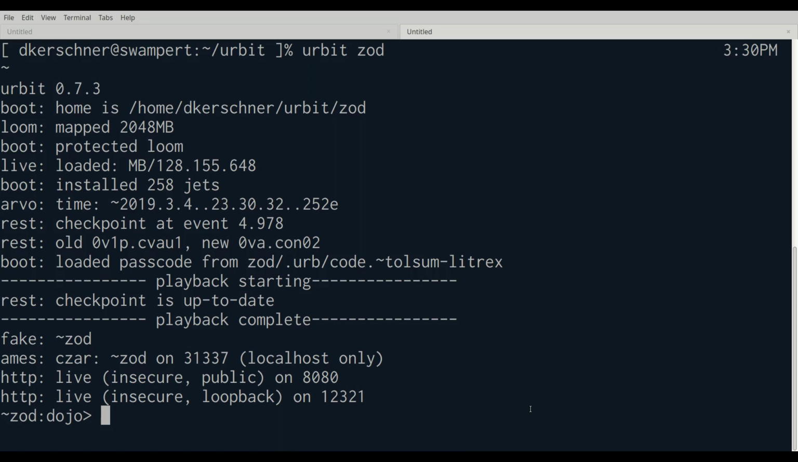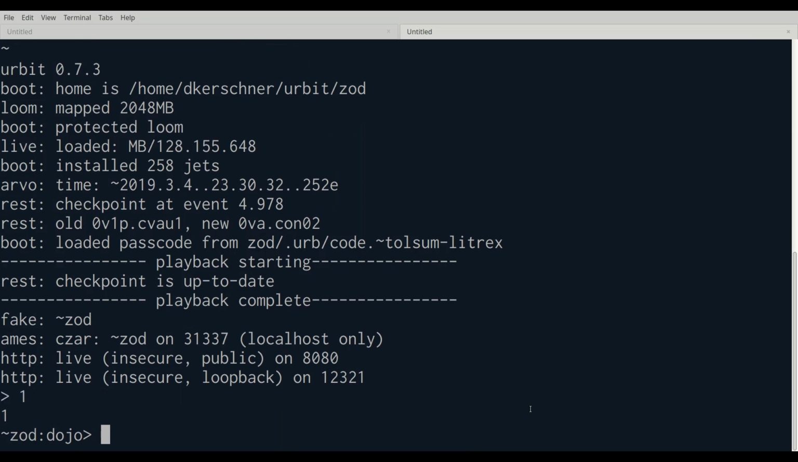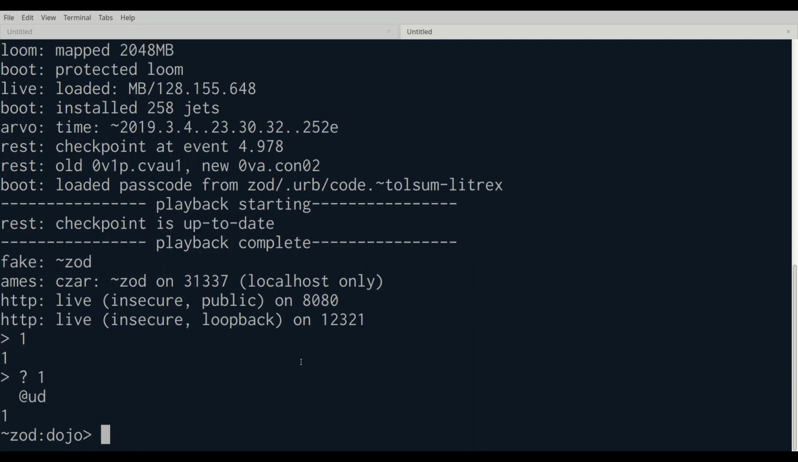Now, if we take a look at typing 1 into our dojo, we can see that exactly as we expect and exactly as it was before, it evaluates to 1. But we'd like to get a little bit more information about that. So if we use the question mark operator here, now keep in mind that this is a dojo operator. This is not a Hoon operator. This only works in the dojo. If we do question mark 1 here, we can actually interrogate the system about how it interprets this actual data. So we can see on our second line here, we get @ud. This is one aura that is available for our use.